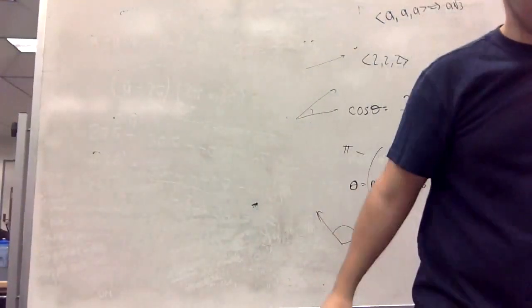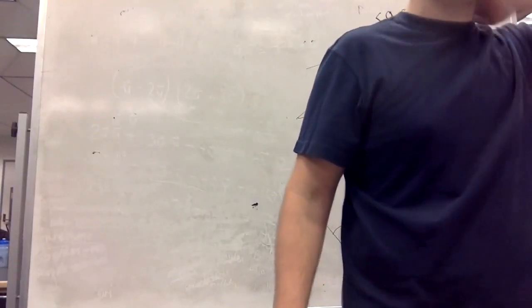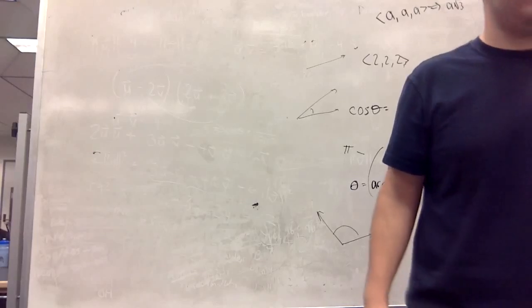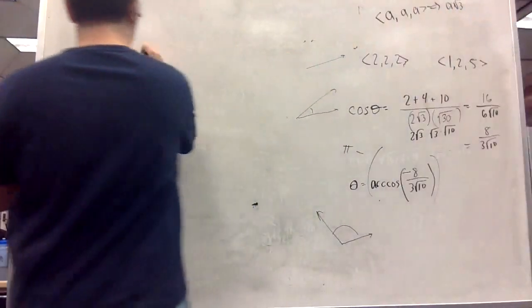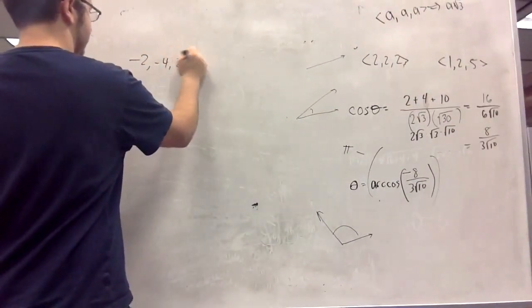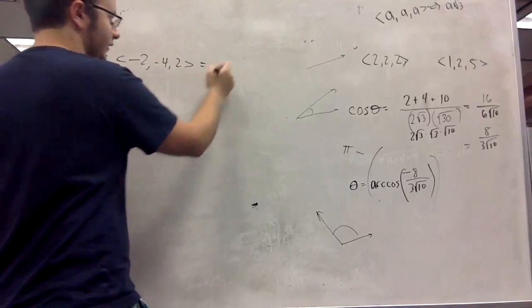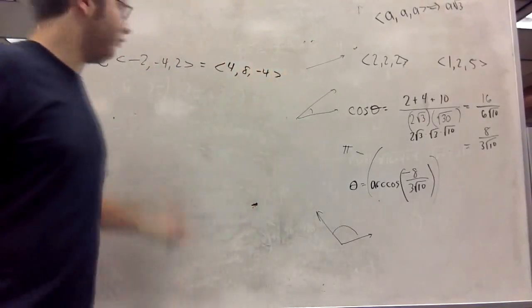Are the vectors negative 2, negative 4, 2, and 4, 8, negative 4 perpendicular or parallel? A way to check to make sure two vectors are parallel is just to see if one's a scalar multiple of the other. Is there some number I can multiply the first vector, negative 2, negative 4, 2, by to get 4, 8, negative 4?